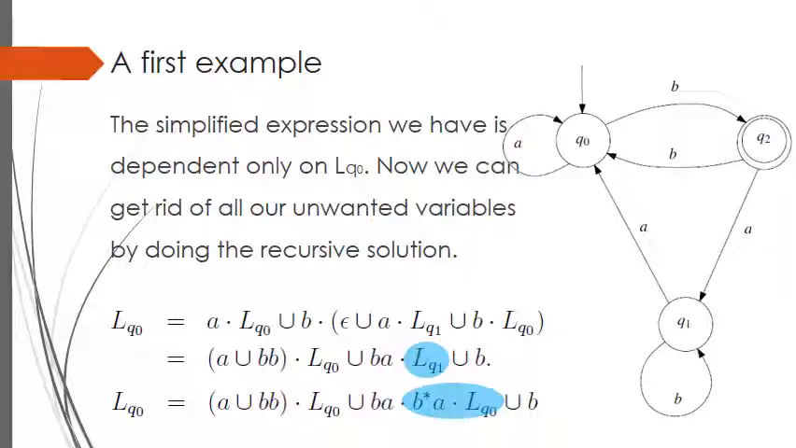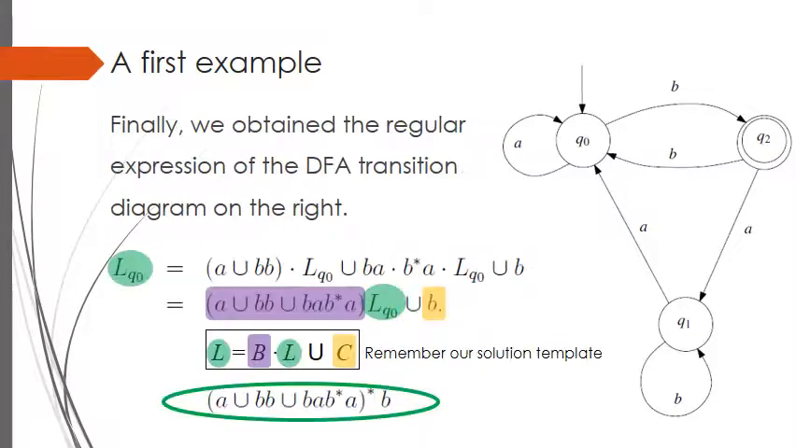Now we can get rid of all our unwanted variables by doing the recursive solution. Finally, we obtained the regular expression of the DFA transition diagram on the right.